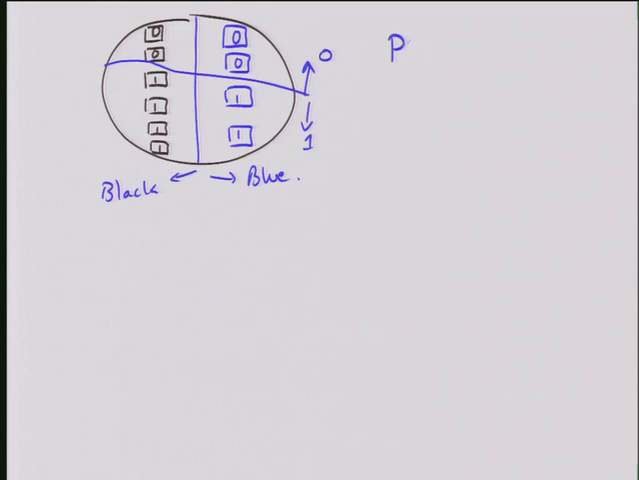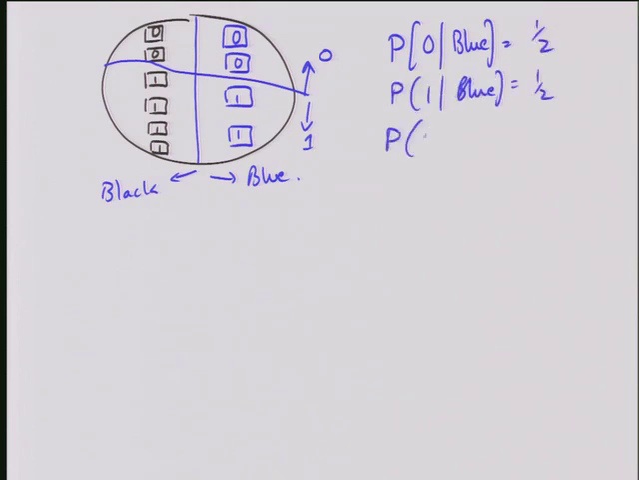One is, what's the probability of 0 given blue? It's a half. Probability of 1 given blue is a half. Probability of 0 given black is 2 over 6. Probability of 1 given black is 4 over 6. Okay. Now, suppose that this is an inference problem we have. So black and blue are sort of two different medical conditions people could have. Okay? And let's say 0 and 1 are outcomes of a certain medical test. Okay?